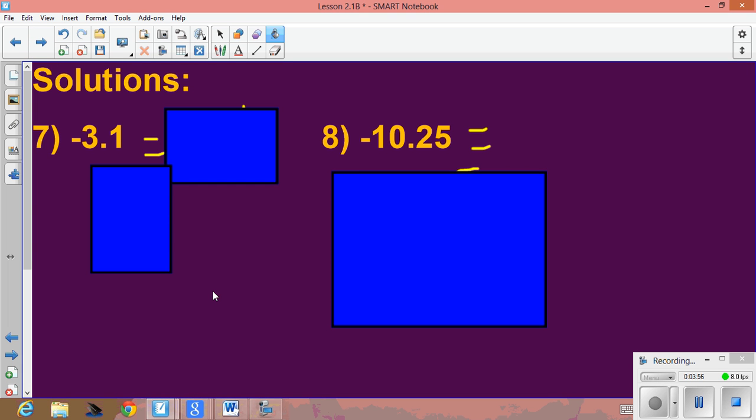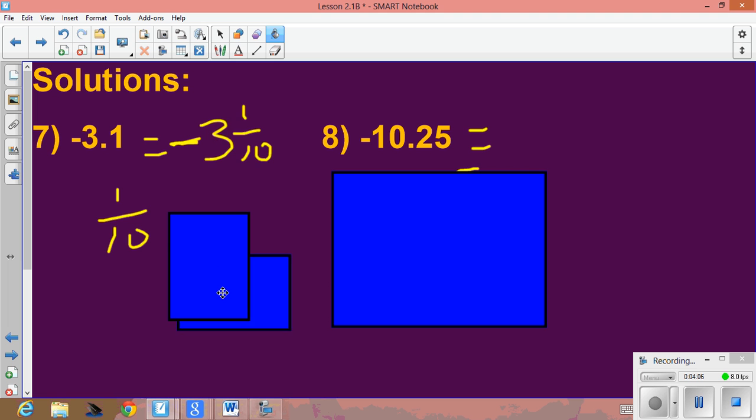Okay, the next page here, number 7, I have -3 and 1/10. 1/10 would be 1 over 10. So my final answer will be -3 and 1 over 10. I can't reduce 1/10, so I keep it as it is.